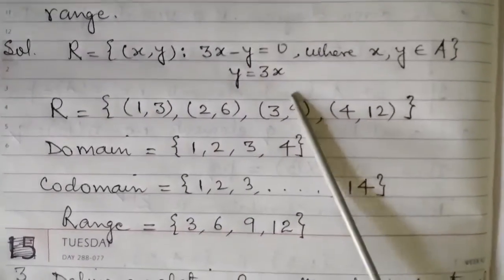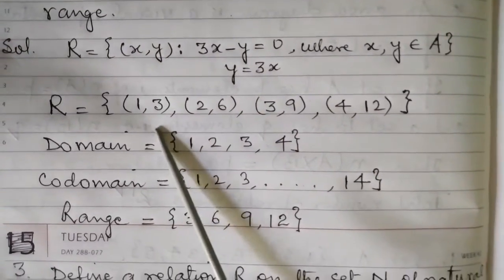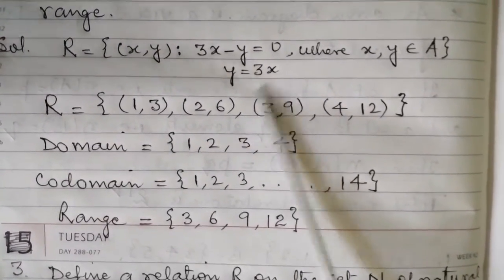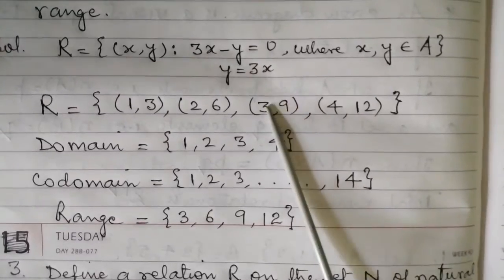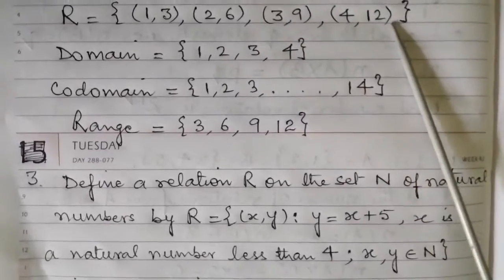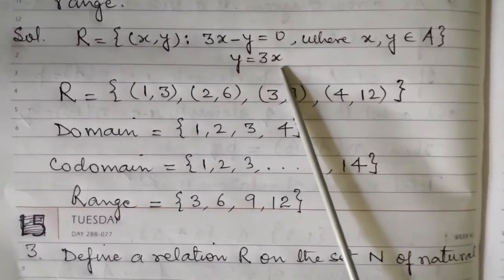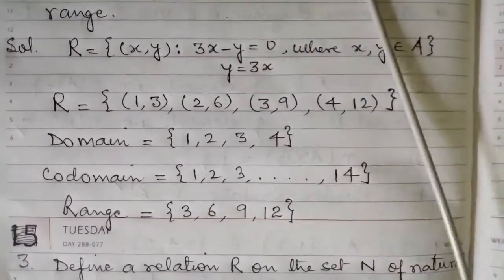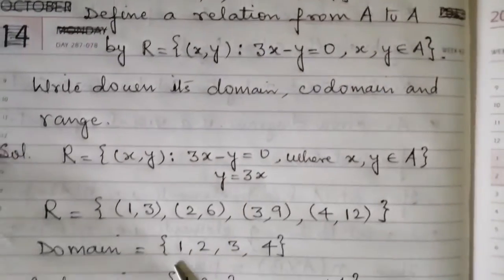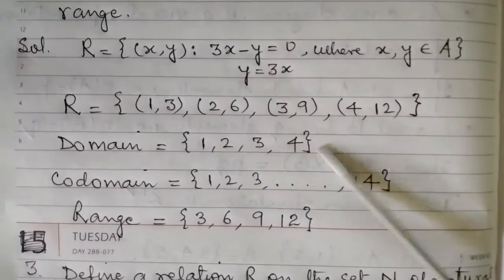Right, now see, when you put x equal to 1 here, y will be equal to 3. So the first ordered pair will be 1 comma 3. When you substitute 2 here, y will be 6. Similarly, if you put x as 3, y will be 9. And if you substitute x as 4, y will be equal to 12. You cannot substitute values further. Why? Because if I put x equal to 5, you get y is equal to 15, and 15 is not present here in the set A. Right? So the relation is the ordered pairs 1 comma 3, 2 comma 6, 3 comma 9, 4 comma 12.